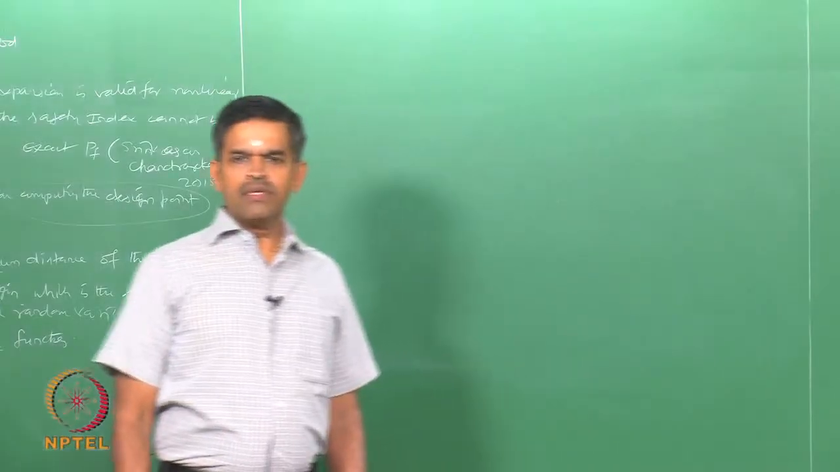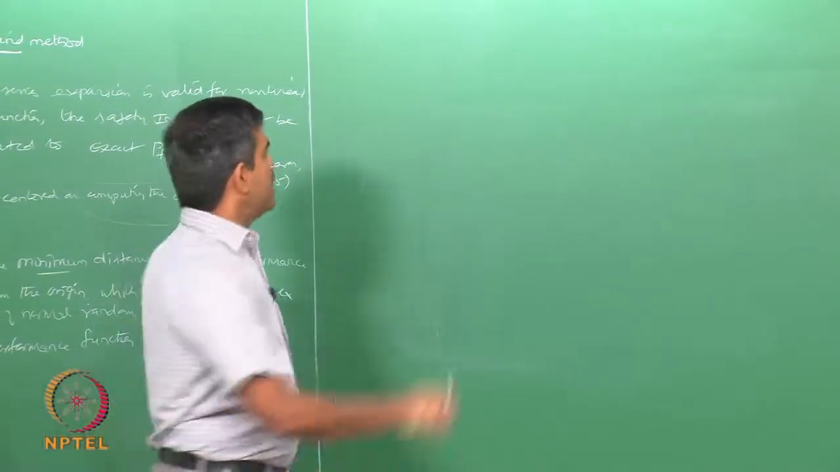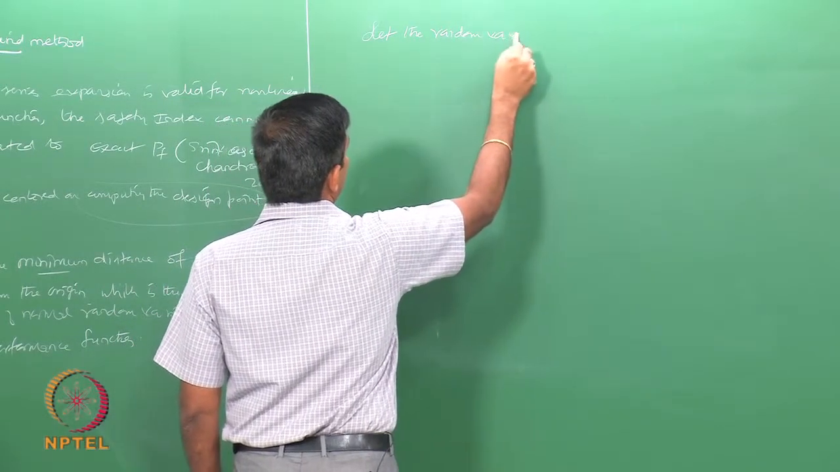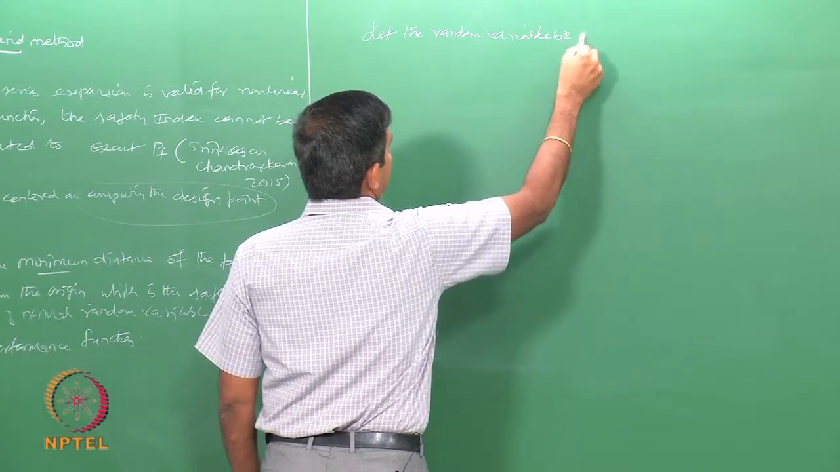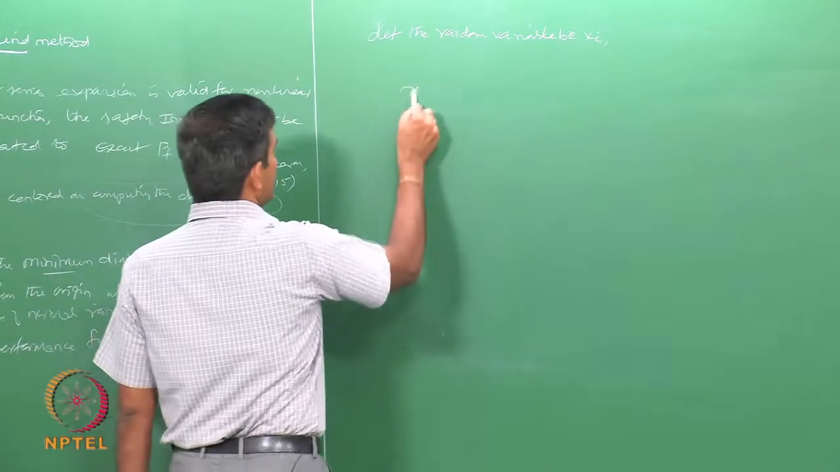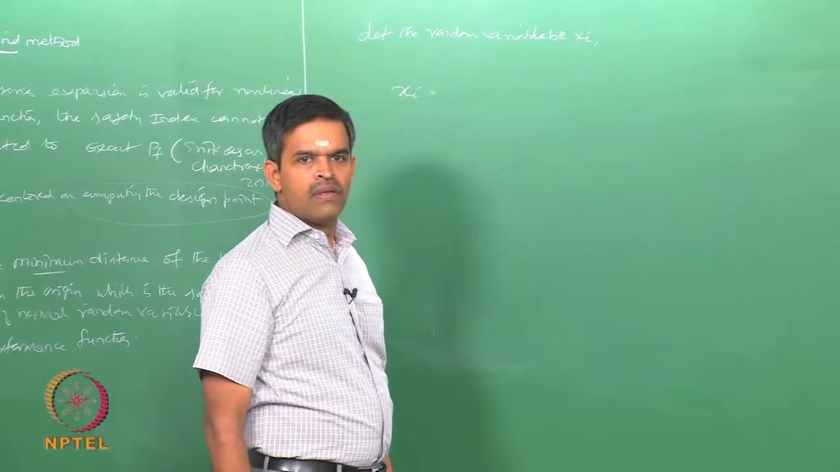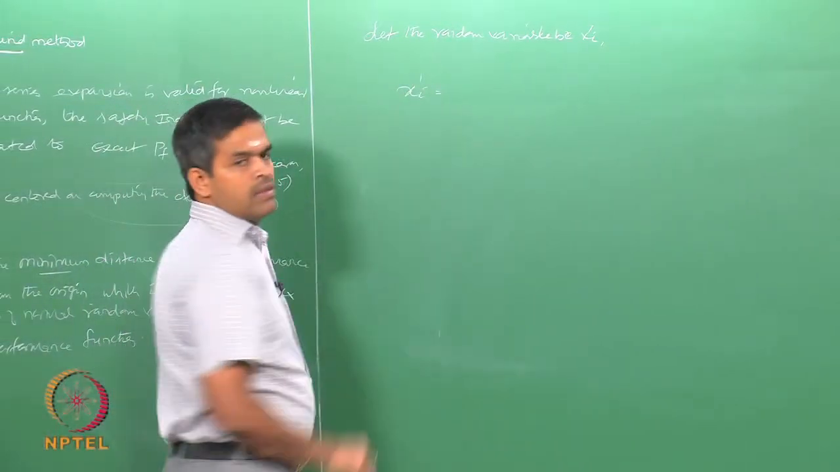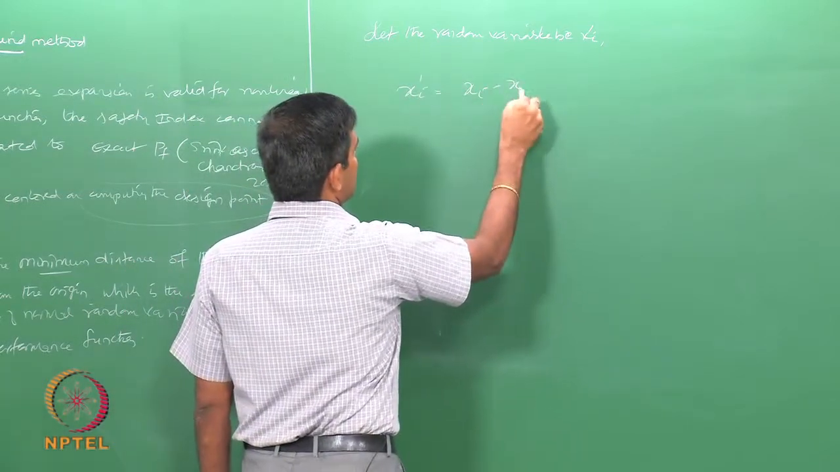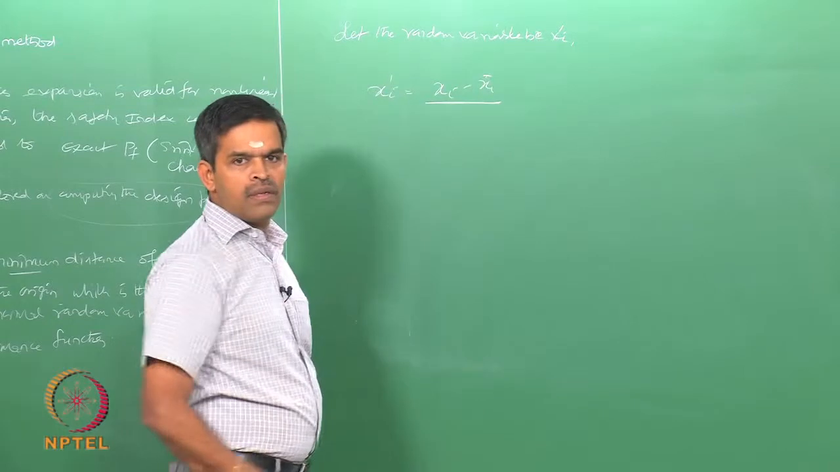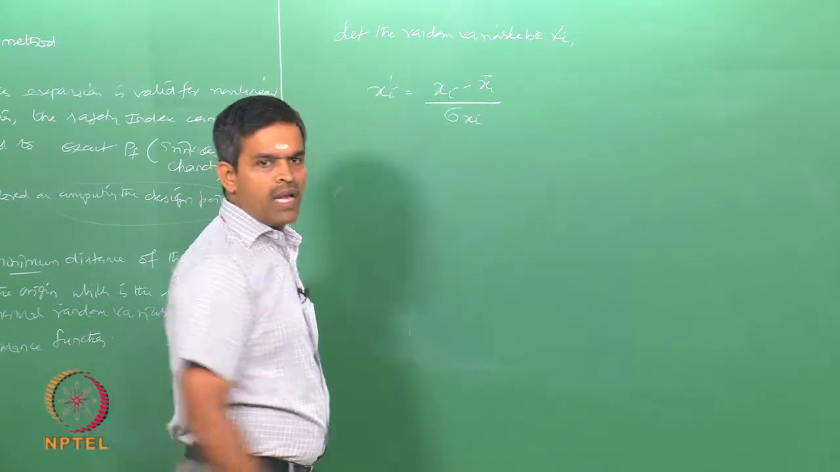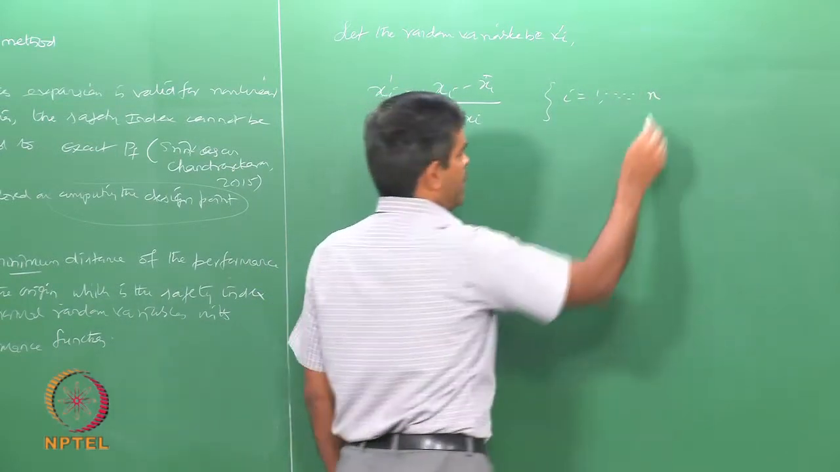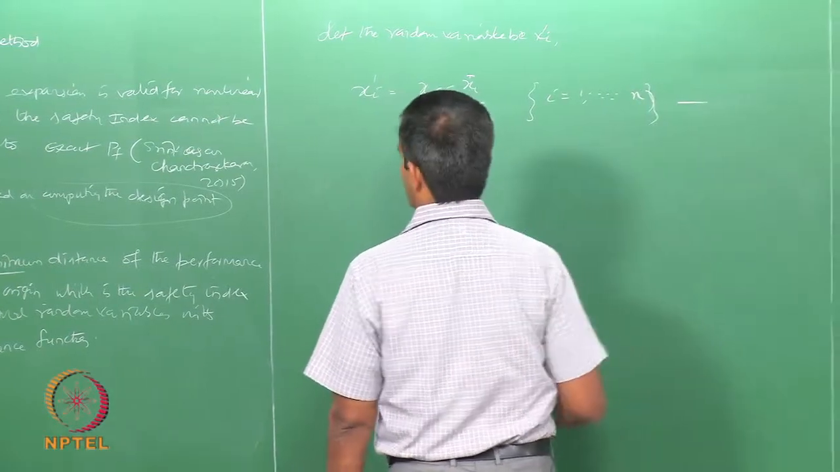The method actually uses a random variable. Let the random variable be xi, where x prime i is xi minus x bar i by sigma xi, where i is varying from 1 to n. Let us call this equation number 7.